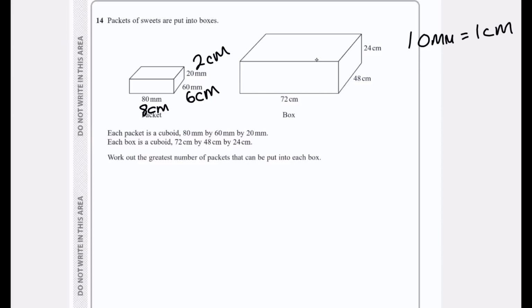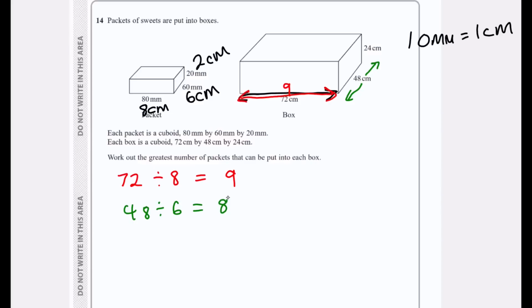So we can just pack them in. So how many can we fit across? How many go across? 72 divided by 8, which is 9. So we can fit 9 in along the bottom. Going back, we've got 48 divided by 6. 48 divided by 6 is 8. So we can fit 8 in going back. And going up, we've got 24 centimeters divided by 2, which means we can get 12 on top of each other.